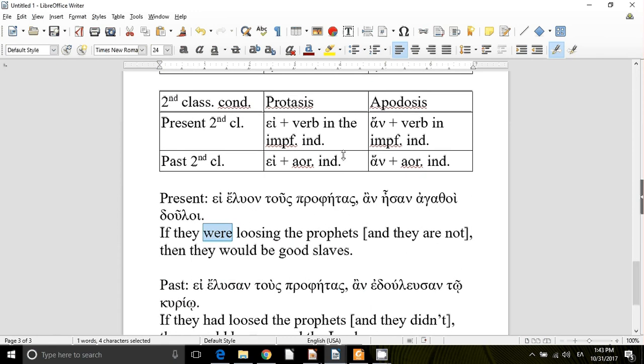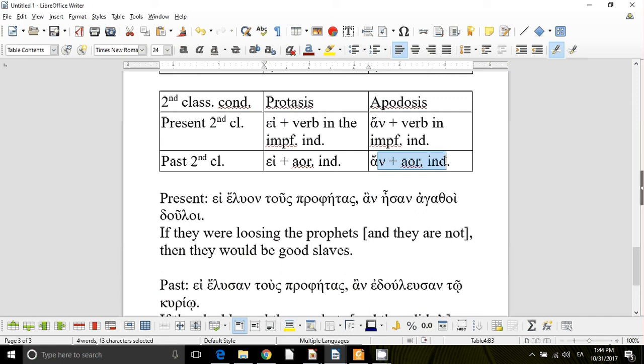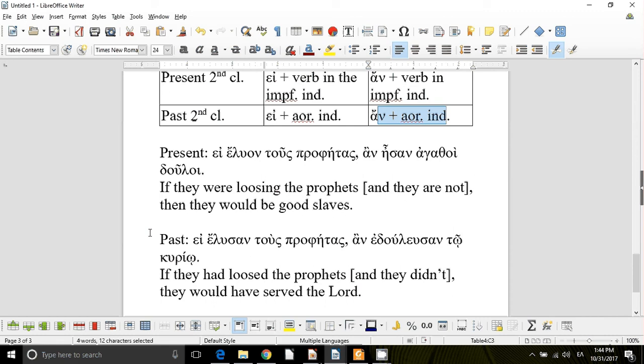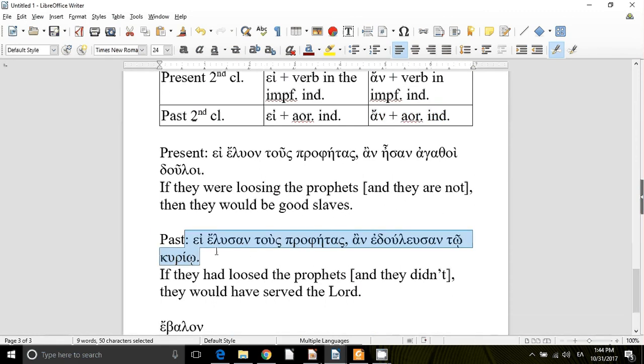And then in the past, it uses the aorist. Ei plus the aorist in the protasis, an plus the aorist indicative in the apodosis. So we have ei elusan tous prophetas, an edouleusan to kurio. If they had loosed the prophets, and they didn't, is understood, they would have served the Lord.